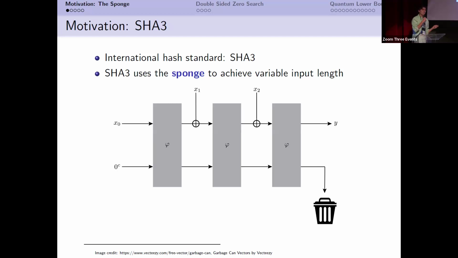If you have an output that doesn't fit inside of phi, what you do is you take the first part of the inputs, pad it with zeros, run it through phi, then XOR in more and keep going, applying more applications of phi. Then at the end, you get some output at the top wire, and the bottom wire you might want to think of as internal state. We're just going to throw it away. And so, clearly this is only a good hash function if phi satisfies some properties.